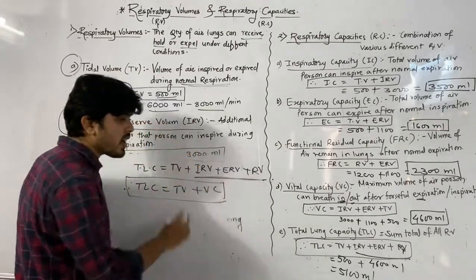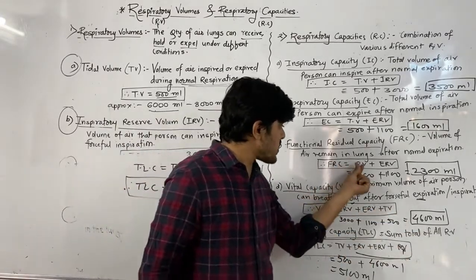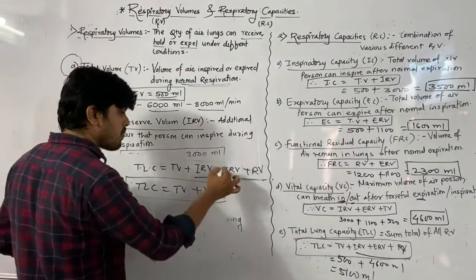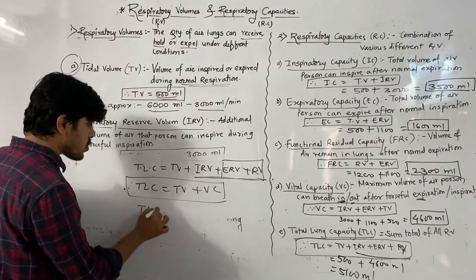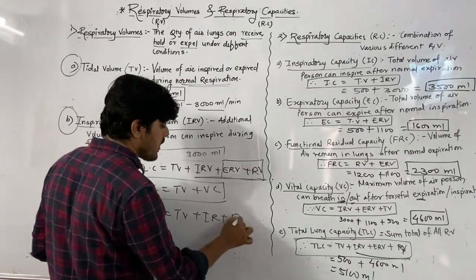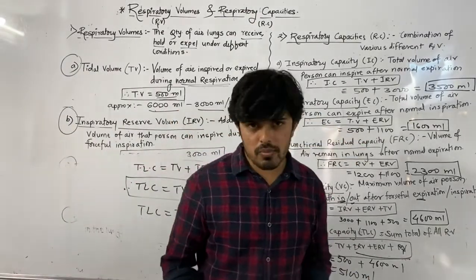Another formula we have derived here. We can create as many formulas as you want. If you mention RV plus ERV, that is FRC. Means RV plus ERV is called FRC. So you can write like this also: TLC equal to TV plus IRV plus FRC. So you can derive different formulas here.